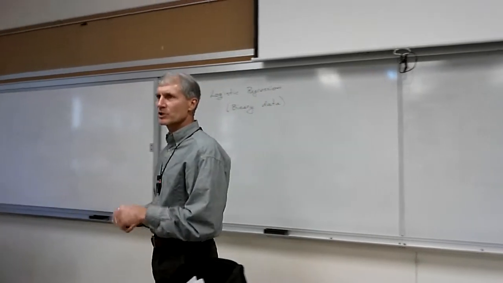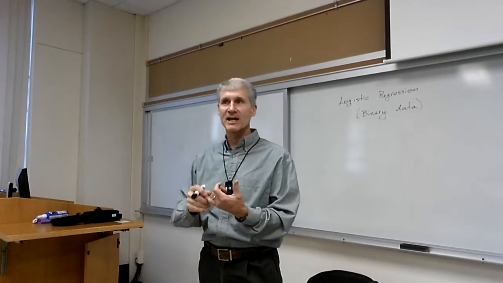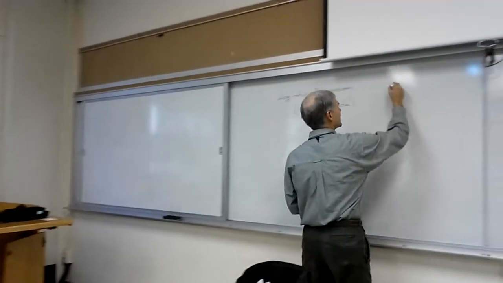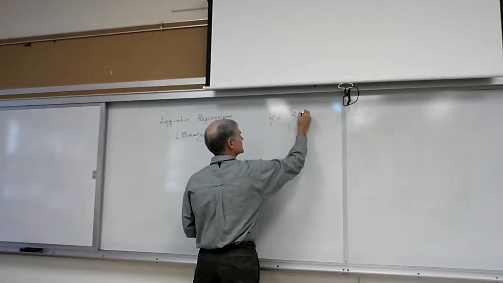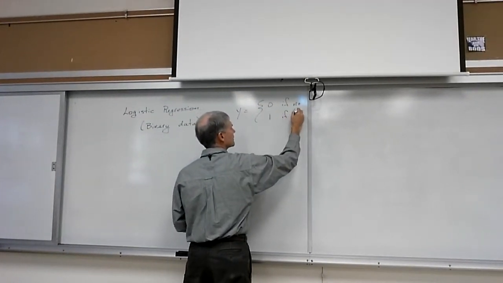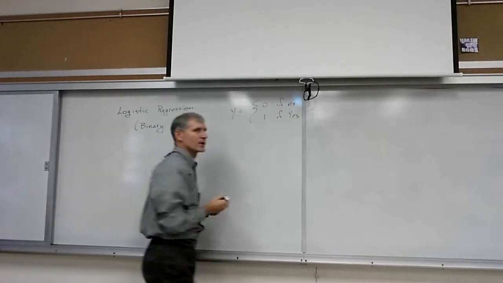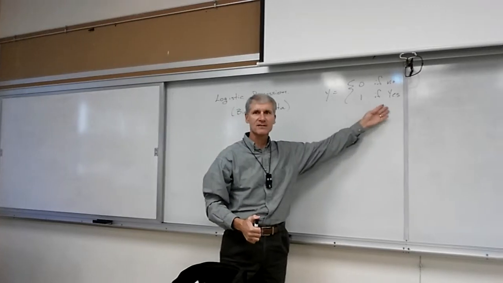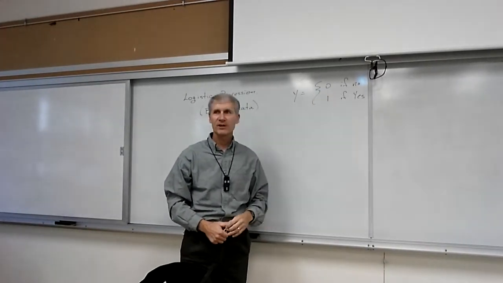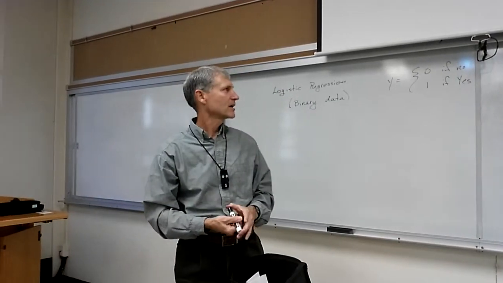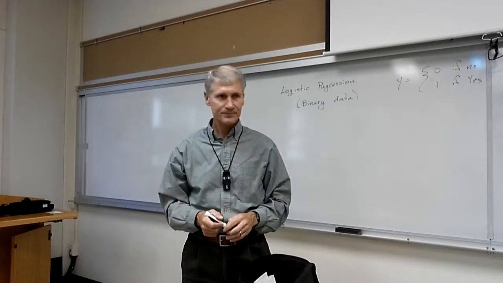Well, the problem is when your y variable is dichotomous, we'll set that up as a dummy variable. So y will equal 0 if no, and 1 if yes. Whatever it is that you're counting. So we call yeses successes and nos failures. So you're trying to model the probability of a yes and a no.